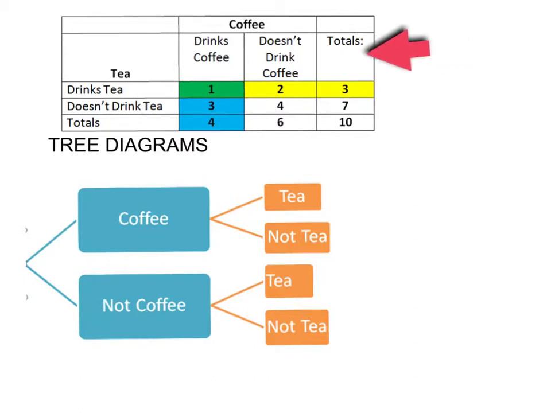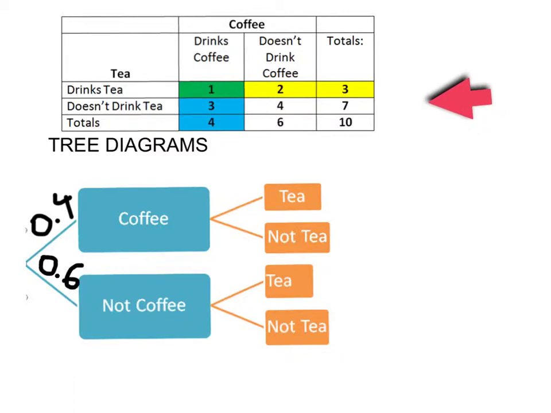For our combined events of coffee and tea drinking, we can show these on a tree diagram. So the first branches of the tree just look at the first event, and we're going to choose coffee. 4 out of 10 of us like to drink coffee, so we're just going to write that in the coffee split here, 0.4. And the remainder of us, 6 out of 10, do not drink coffee. So that's 0.6 out of everybody.